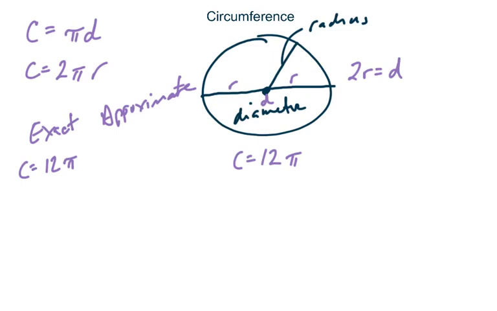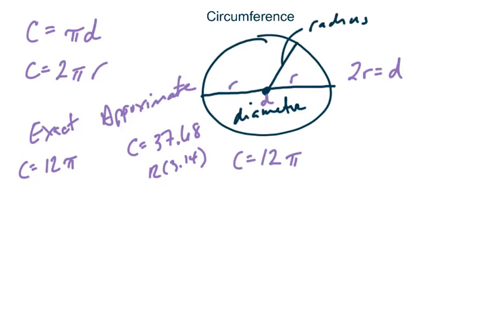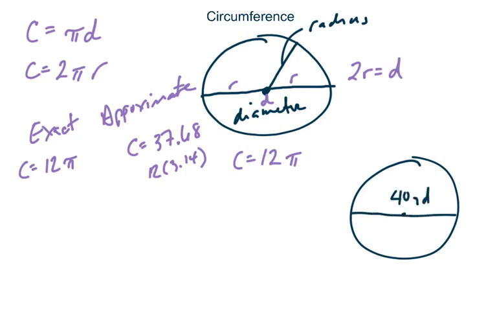Approximate would be, they'd ask me or tell me to type in 3.14 for pi. If I approximate, then for that same 12 pi, it would be 37.68 because I typed in 12 times 3.14. So make sure you're paying attention. Are they asking you for an exact answer or are they asking you for an approximate? All right, so let's try it out. So here's our circle. And I'm going to tell you that the diameter is 40 yards. And we want to find circumference. We're going to do exact and approximate.